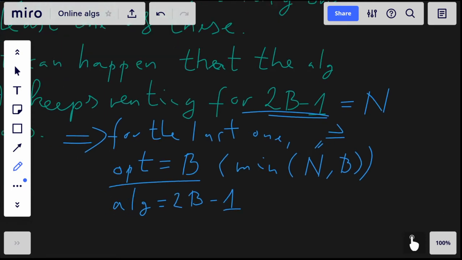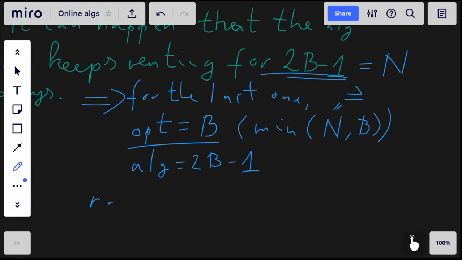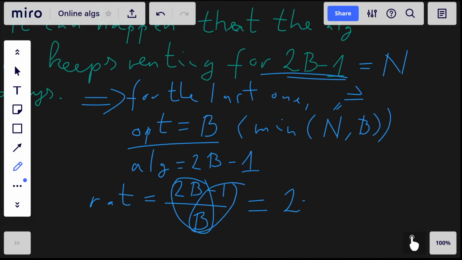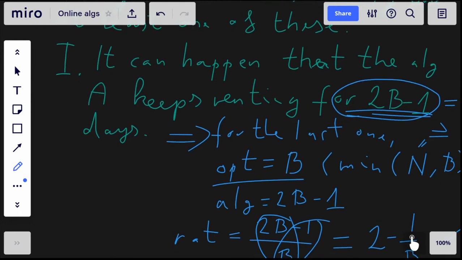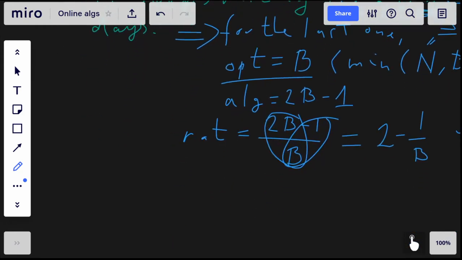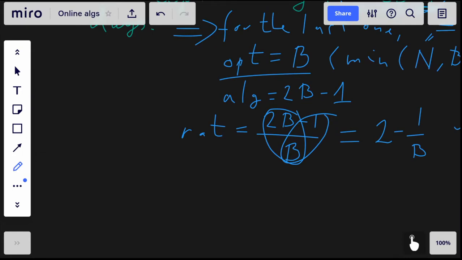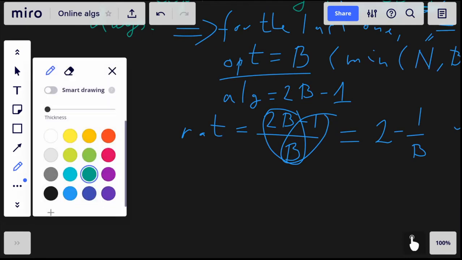So the ratio in that case is just 2B minus 1 divided by B, which magically happens to be 2 minus 1 over B. So for this case, if the algorithm keeps renting for this large amount of days, then its competitive ratio is at least 2 minus 1 over B.